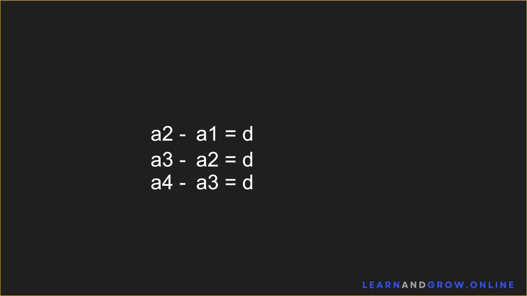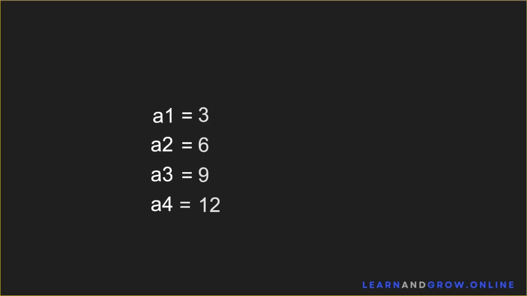So A2 minus A1, meaning the second number minus the first number, will give you a value, right? For the sequence to be an arithmetic progression, the third number minus the second number, the fourth number minus the third number, the fifth number minus the fourth number, the sixth number minus the fifth number, and so on. All of these differences must be equal. So this is an arithmetic progression, and just to clarify, let's see an example.